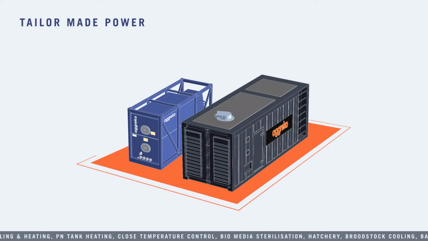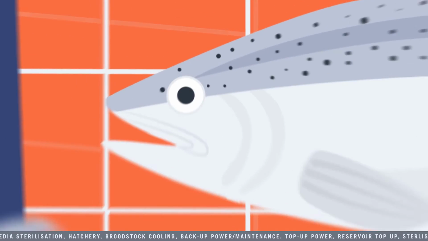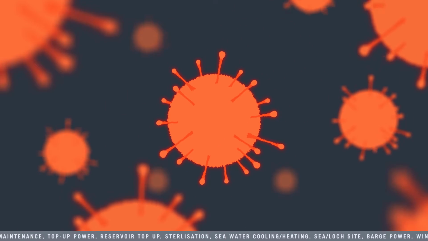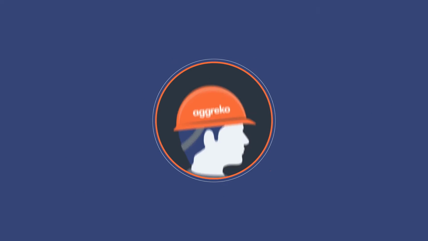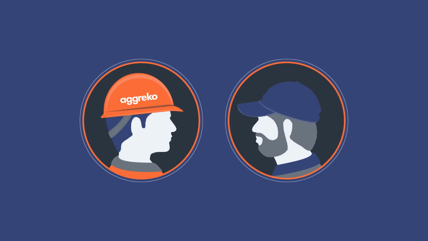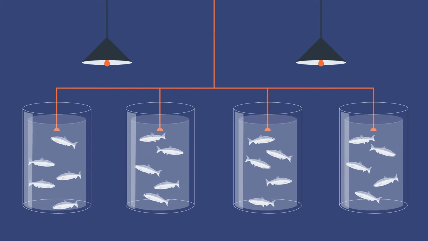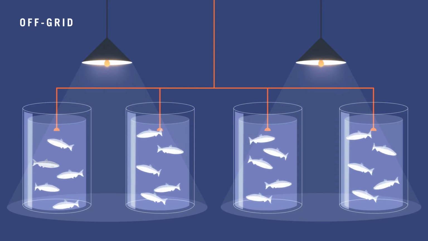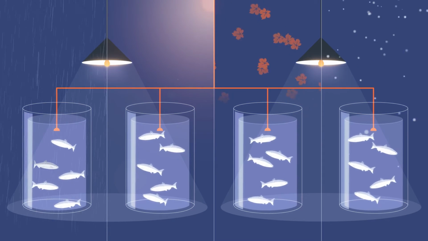Aggreko provides tailor-made power and temperature control solutions to onshore and offshore fish farms and hatcheries across the globe, helping them reduce the risk of disease and ensure productivity targets are met. Aggreko's team of experienced specialist engineers assist fish farmers overcome a number of challenges, from providing off-grid power to remote locations through to ensuring stable critical water temperatures during seasonal changes.